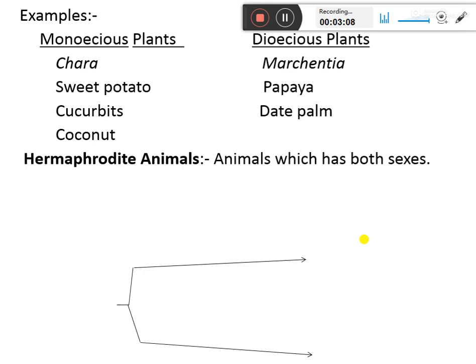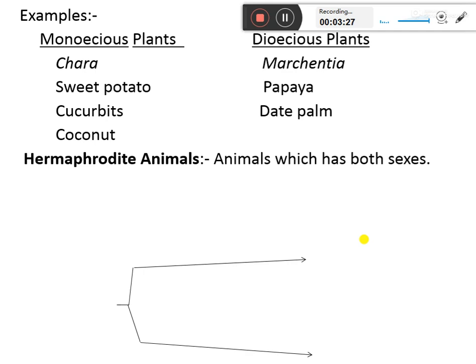So you might have observed in some papaya plants, the papaya fruit is not developed. Flowering takes place, but papaya does not appear. That is because it may be a male plant.